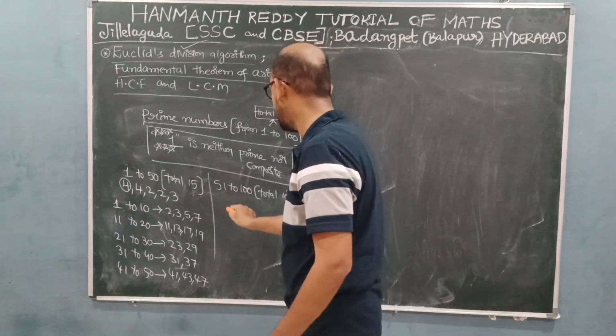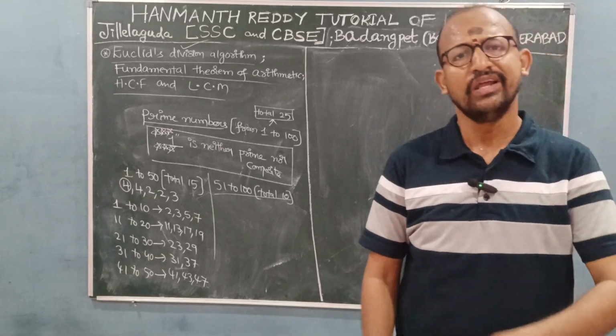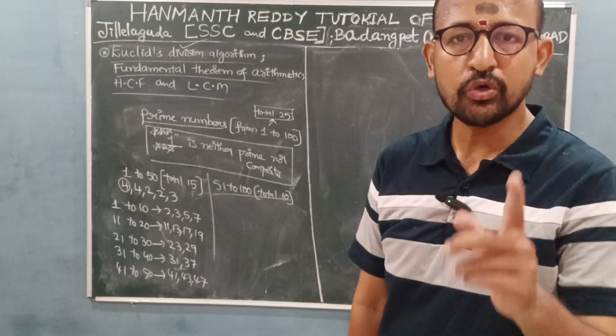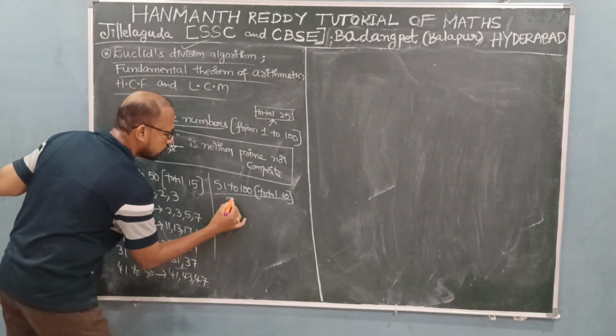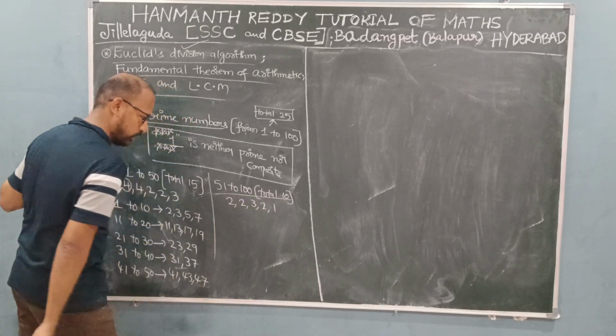Next we will move to 51 to 100. What is the telephonic code for 51 to 100? Double 2, 3, 2, 1, right? See, double 2, 3, 2, 1. This is the telephonic code from 51 to 100.